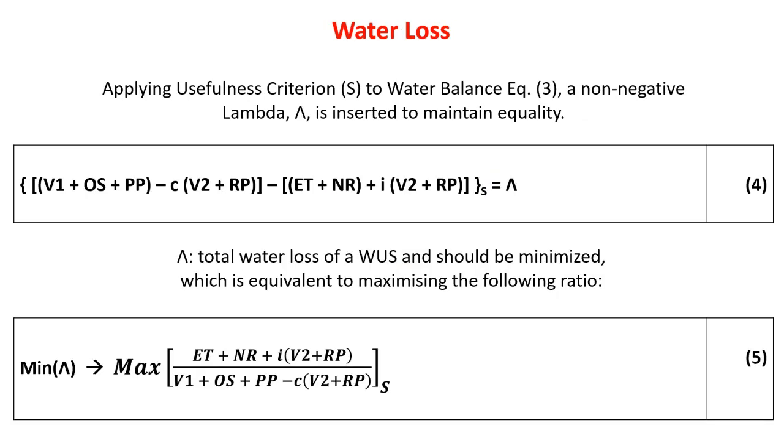Applying usefulness criterion S to water balance equation 3, a non-negative lambda is inserted to maintain equality as shown in equation 4. Lambda represents total water loss of a water use system and must be minimized under a proper management. However, this minimization of lambda, or the left-hand side of equation 4, is equivalent to the maximization of the ratio of the two positive brackets in equation 4 as shown in equation 5.